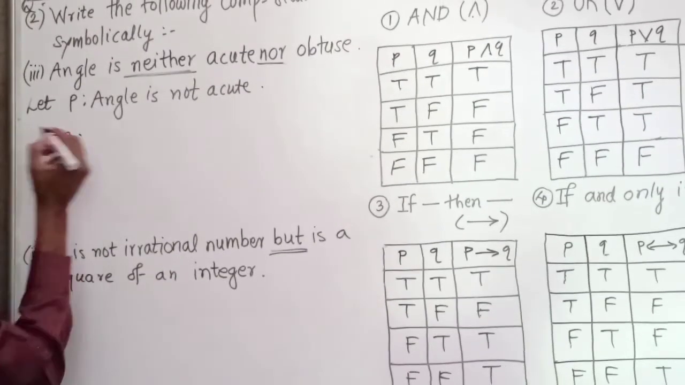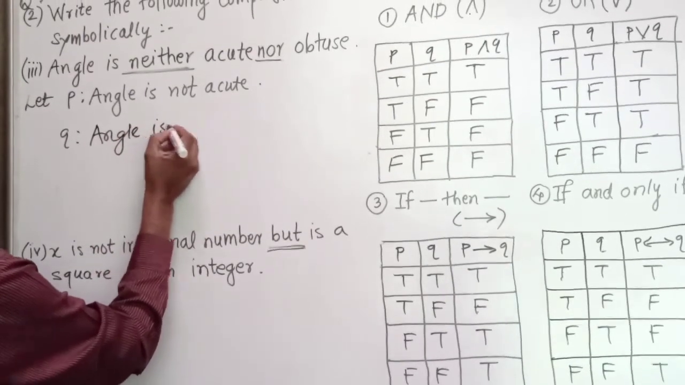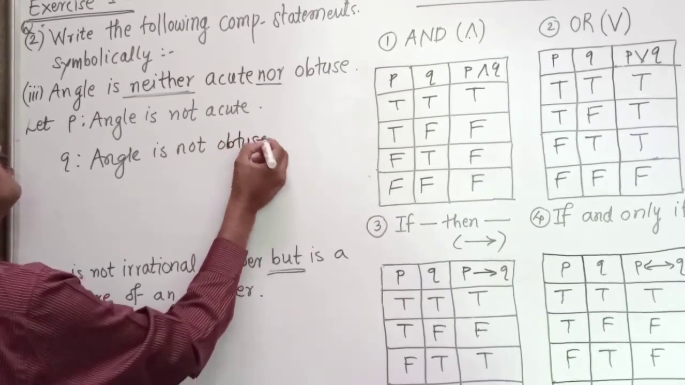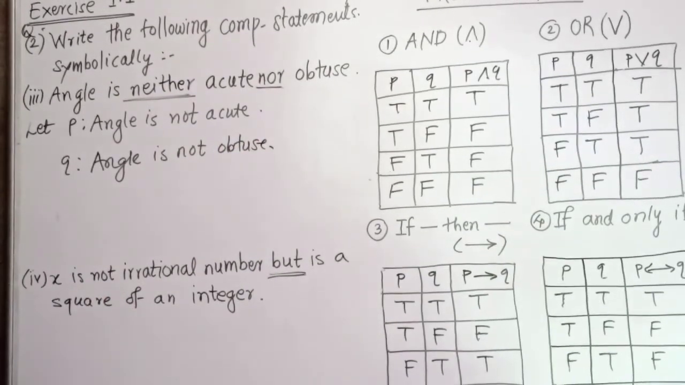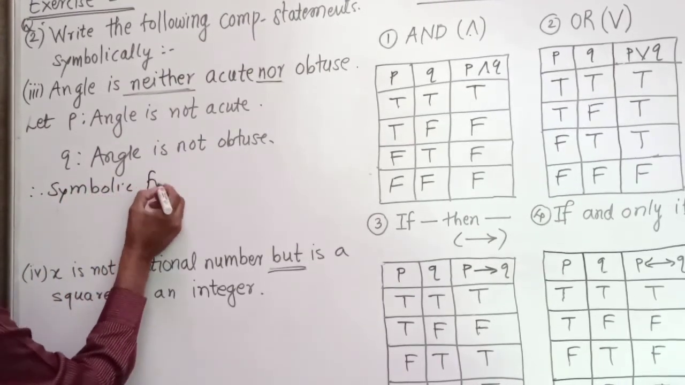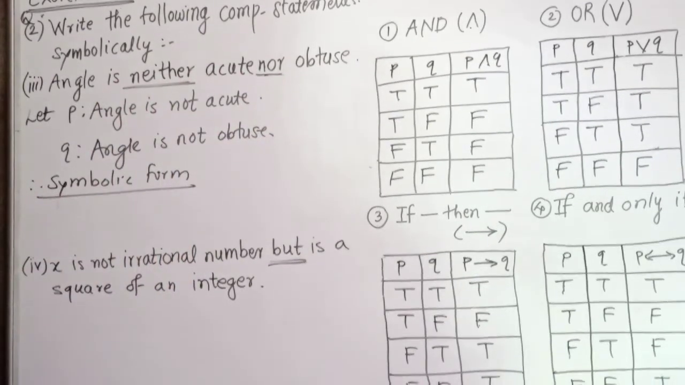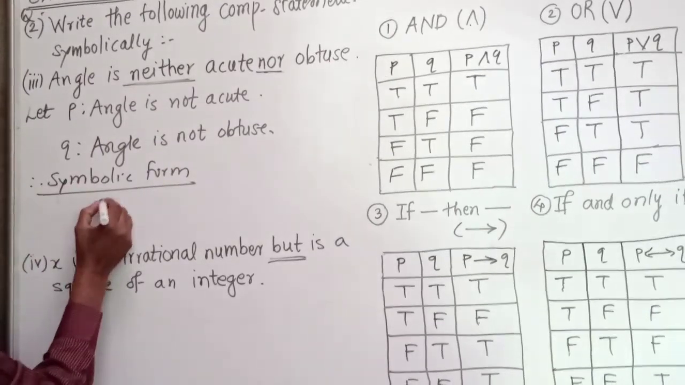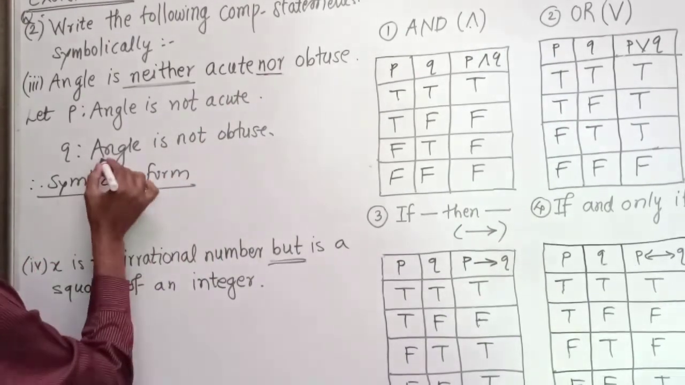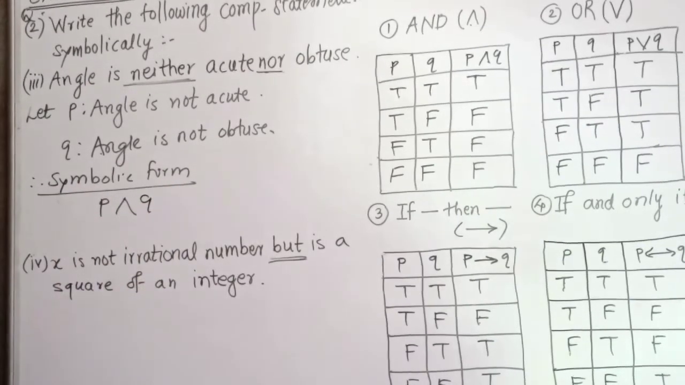In the second one, Q is the statement that the angle is not obtuse. Therefore, the symbolic form of this verbal statement is: the first statement for "neither", the symbol "nor" is and, and the second statement, angle is not obtuse, is Q. So the symbolic form is P and Q.